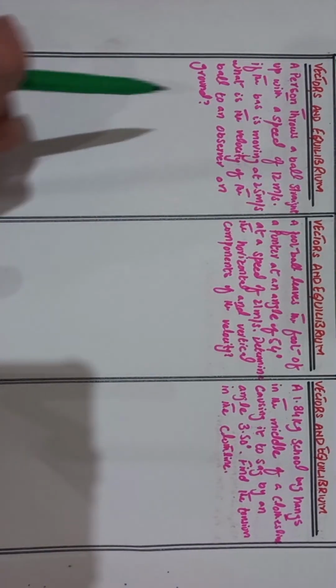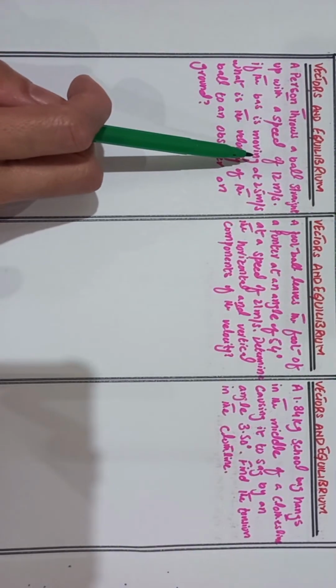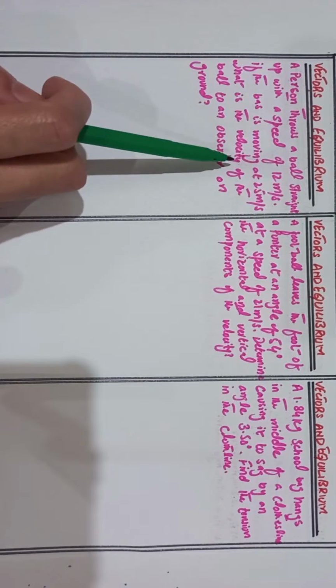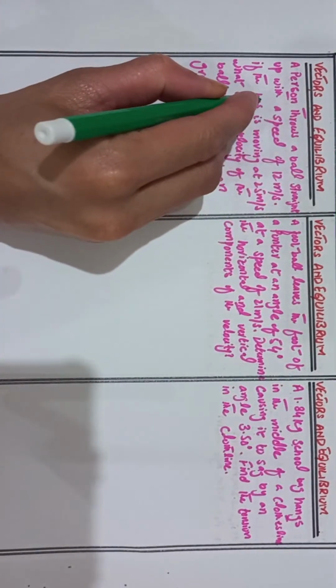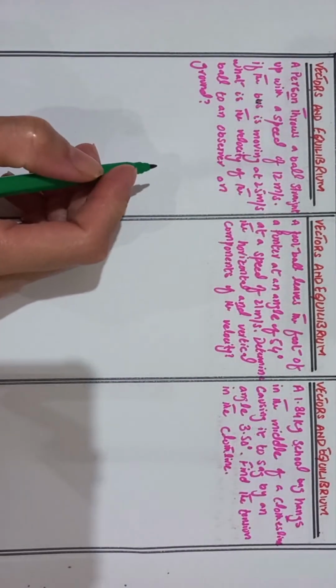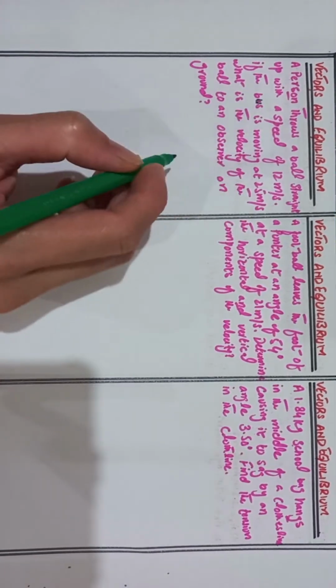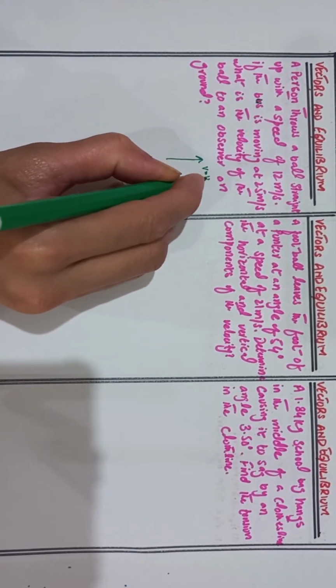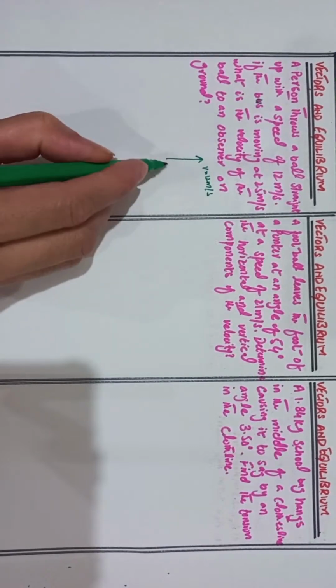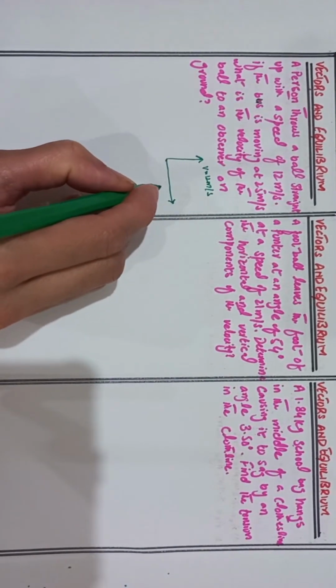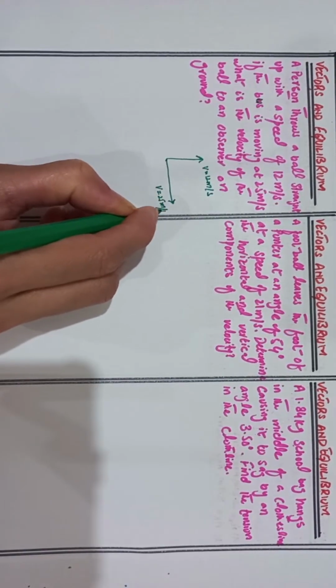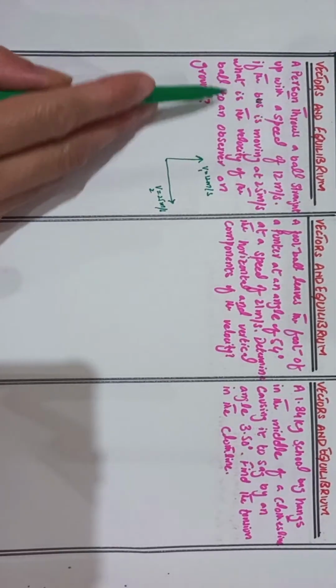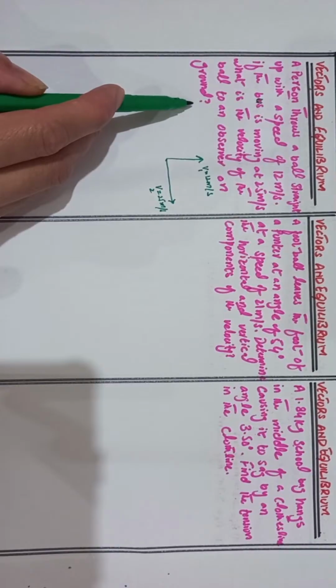First we discuss the numerical. A person throws a ball straight up with a speed of 12 meters per second. If the bus is moving at 25 meters per second, what is the velocity of the ball to an observer on the ground? Here it says that the person throws a ball straight up with a velocity of 12 meters per second and the bus is moving with a velocity of 25 meters per second. This is v1 and this is v2 velocity. Now we find the velocity of the ball to an observer on the ground.